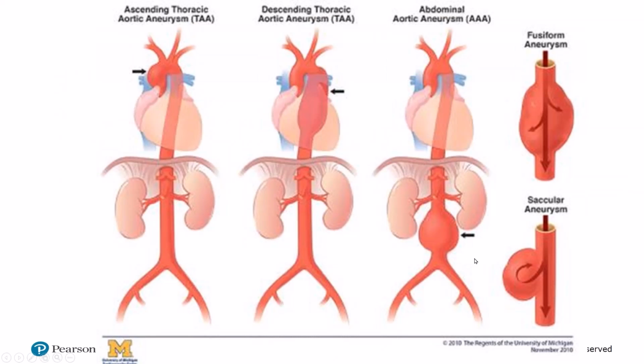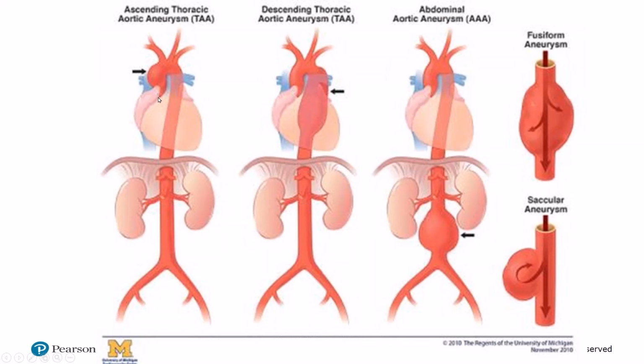Now, there's typically three types that we worry about. We have the ascending thoracic aorta, which is on the ascending portion of the aorta coming off that left ventricle. Then we have the descending portion of the thoracic aneurysm that goes down into the diaphragm, and then we have the abdominal aortic aneurysm.